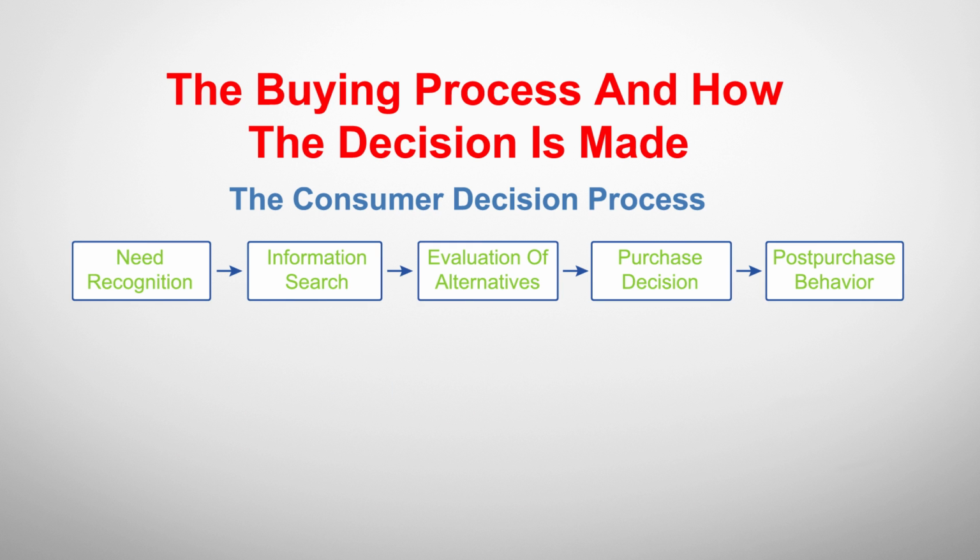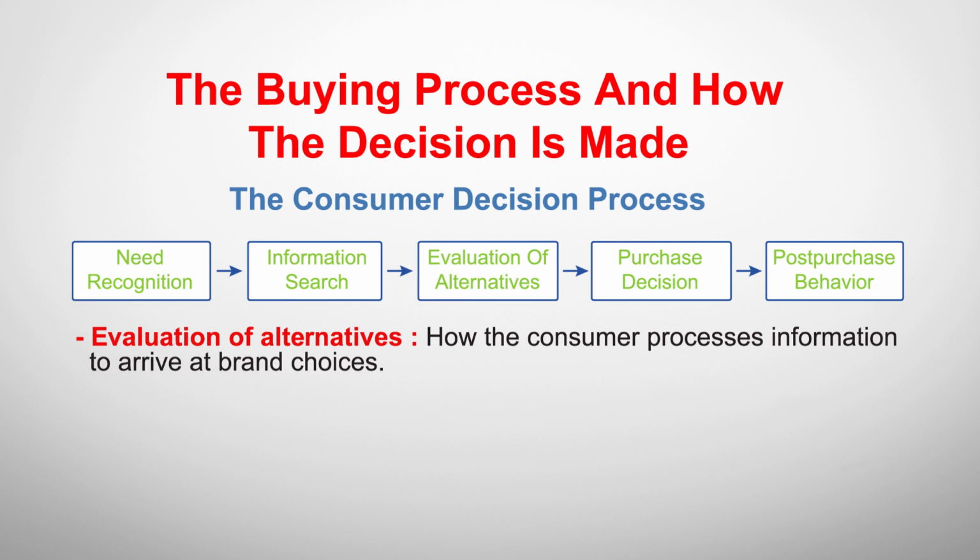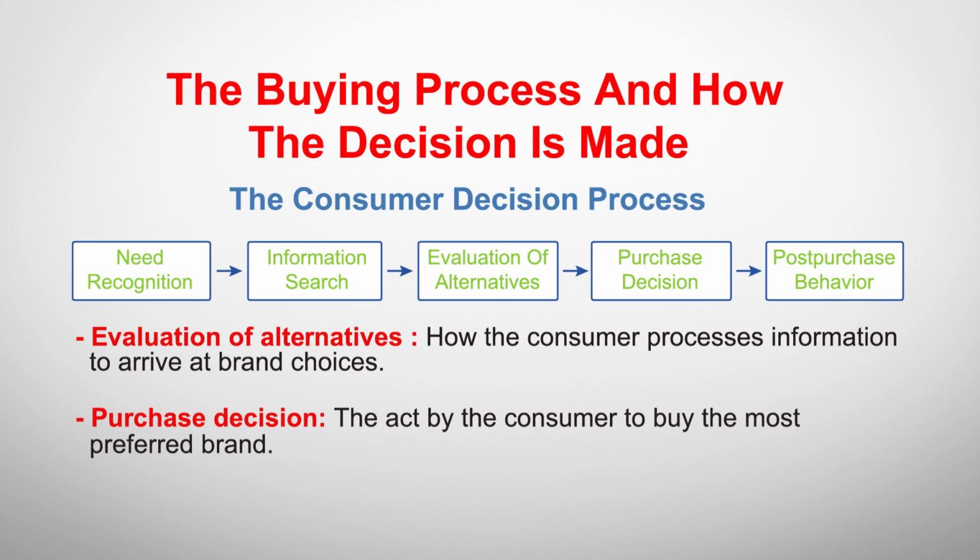The third step is the evaluation of alternatives, which is how the customer processes the information to arrive at a brand choice. Now he's ready for the purchase decision. So he acts to buy the most preferred brand.